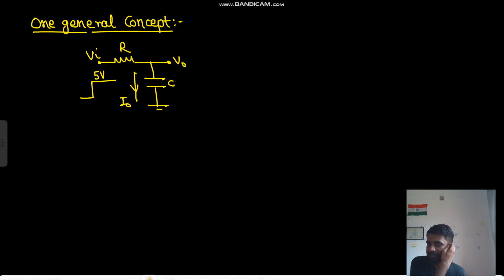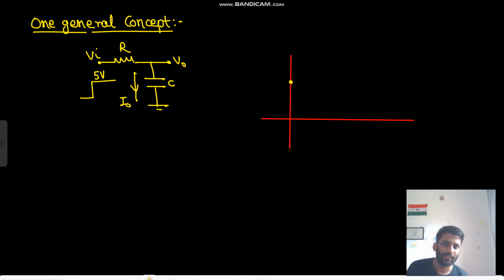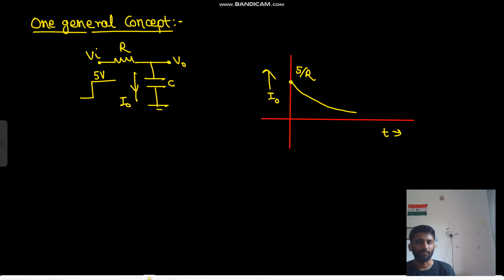Look, we will see one general concept. Here, what is the waveform of I0? Initially 5 by R and then it goes down, right? This is I0. And what is V0?